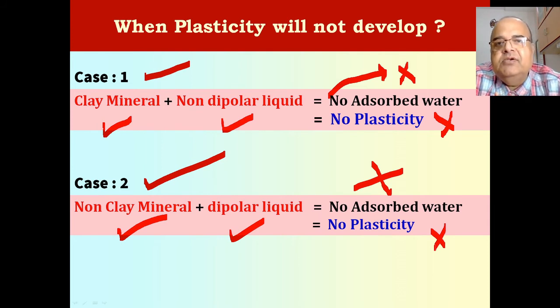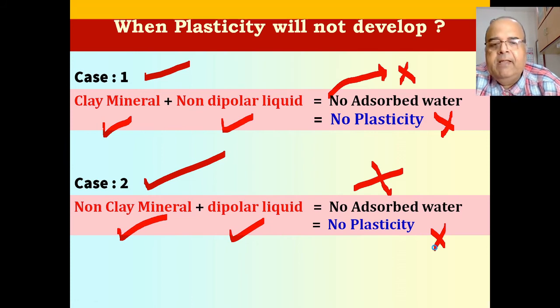One is the presence of a clay mineral like kaolinite or illite or montmorillonite. These clay minerals only will attract the water molecule from the dipolar liquid, because of the polarity of that liquid. And the second requirement is that the dipolar liquid should be mixed with the clay particles. So we said in the earlier slide that if there is a clay mineral in the sample, and second, if the dipolar liquid is mixed, then only is there a possibility of the plasticity to develop. Otherwise, it will not develop.